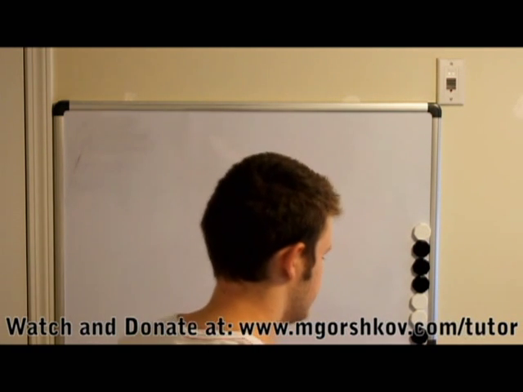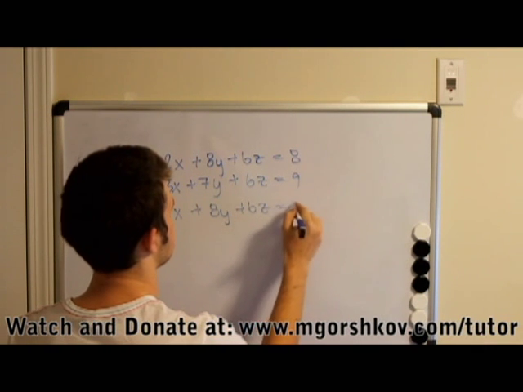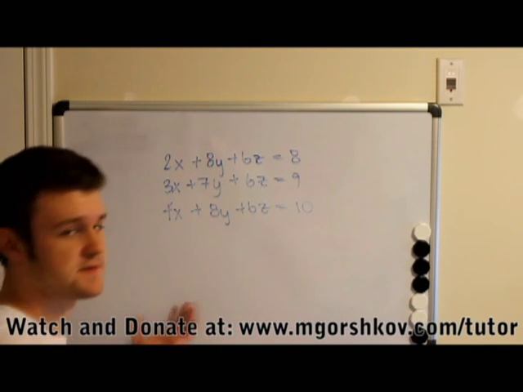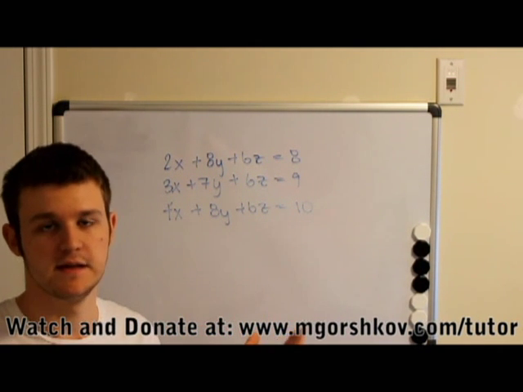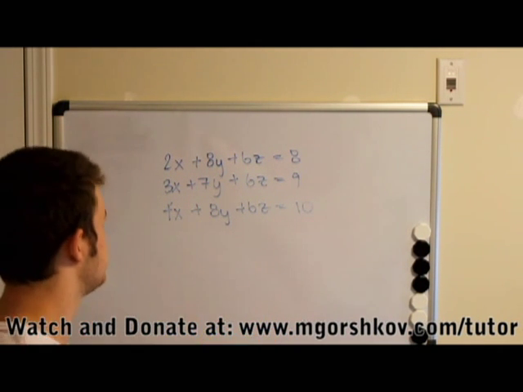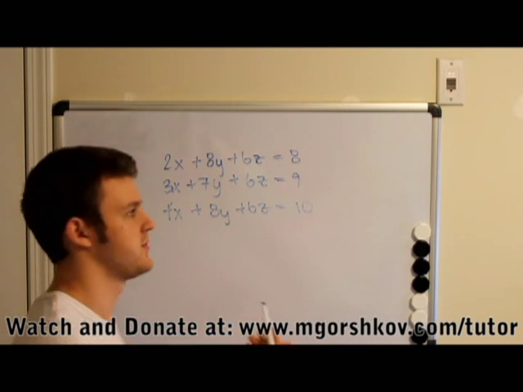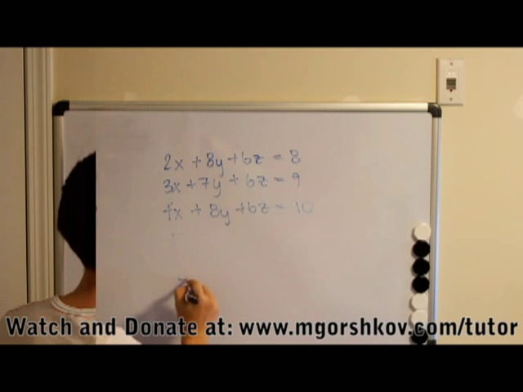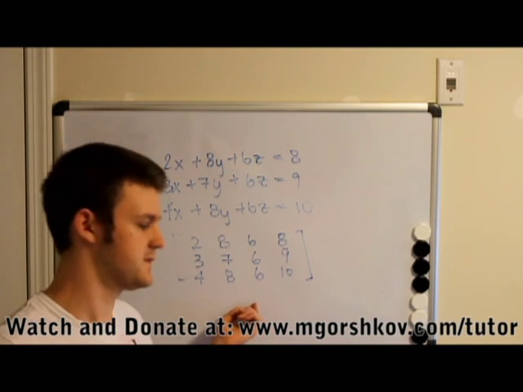So for example, if you have this random system of equations, the way that you would represent this in a matrix form would be taking just the coefficients and writing them in square brackets, like so. Great, so now you have your very first matrix.